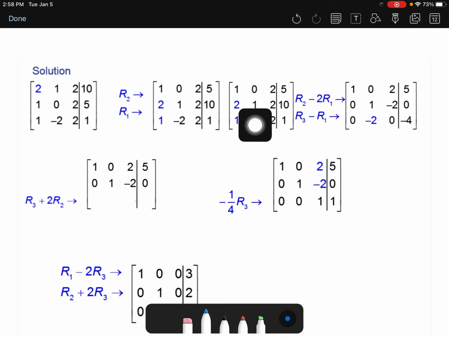Same thing. 1 minus 2 times 0. Well, that's still 1 minus 0. That's still 1 right there. 2 minus 2 times 2. So that's 2 minus 4. That's why that's negative 2. And then 10 minus 2 times 5. So that's 10 minus 10. So that's why that's 0.